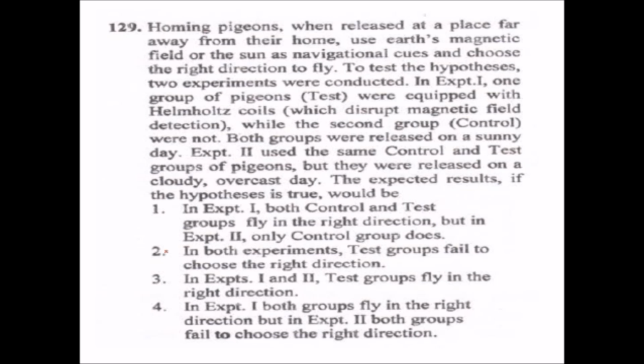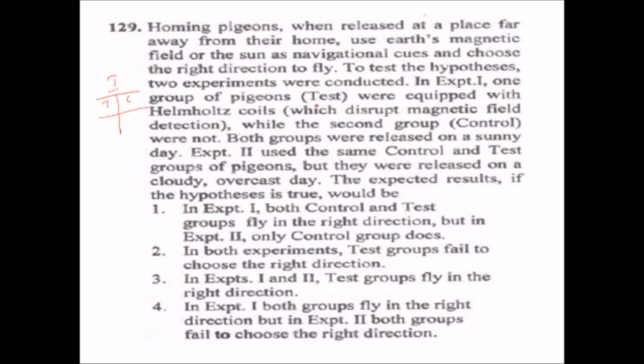Next question. Homing pigeons, when released at a place far away from their home, use Earth's magnetic field or the sun as a navigational clue and choose the right direction to fly. To test the hypothesis, two experiments were conducted. In experiment number 1, here we have the test and control.